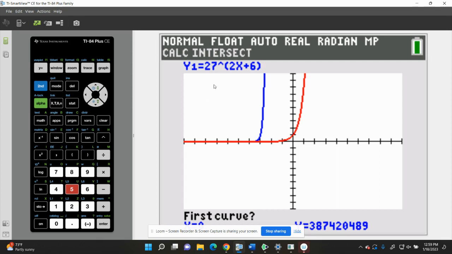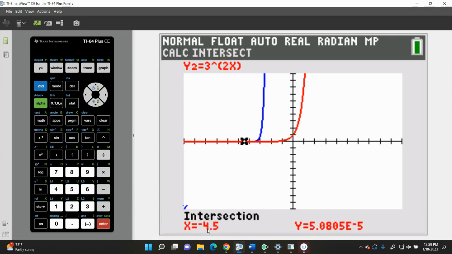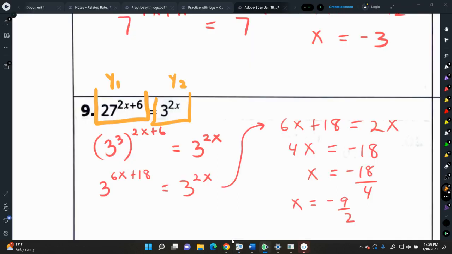Right, first curve, it's defaulting to the first curve, so press enter. And it defaults to the second curve, and I'll press enter. And I'll just press enter on the guess. And sure enough, x equals negative 4.5, which is negative 9 halves. Okay. Quick way of checking our work.